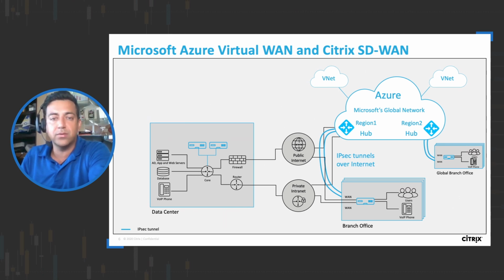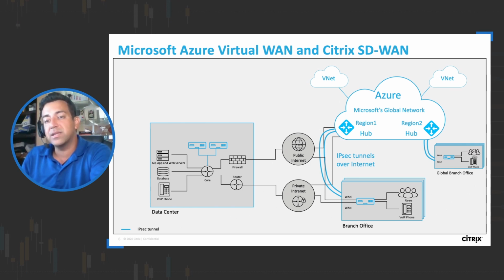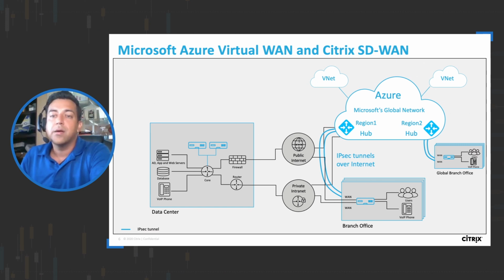Setting up VPN tunnels can be created manually, so that's not too difficult. However, that would be very tedious and time consuming, especially if we have a lot of branches to deal with. We can make use of Citrix SD-WAN devices that are already deployed within the network and ease the rollout of Azure Virtual WAN.